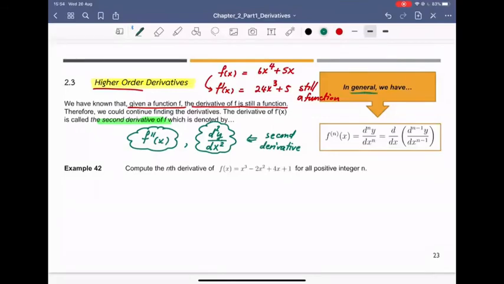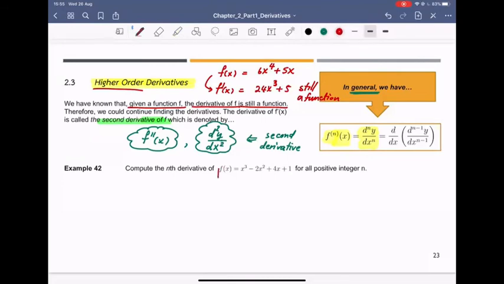In general, if you keep differentiating n times, you have f raised to the n power. Oh no, sorry, the n order derivative. I should say this is the n order derivative of f, right? This is our notation. Make sense? So let's compute the n derivative of the function f in example 42.